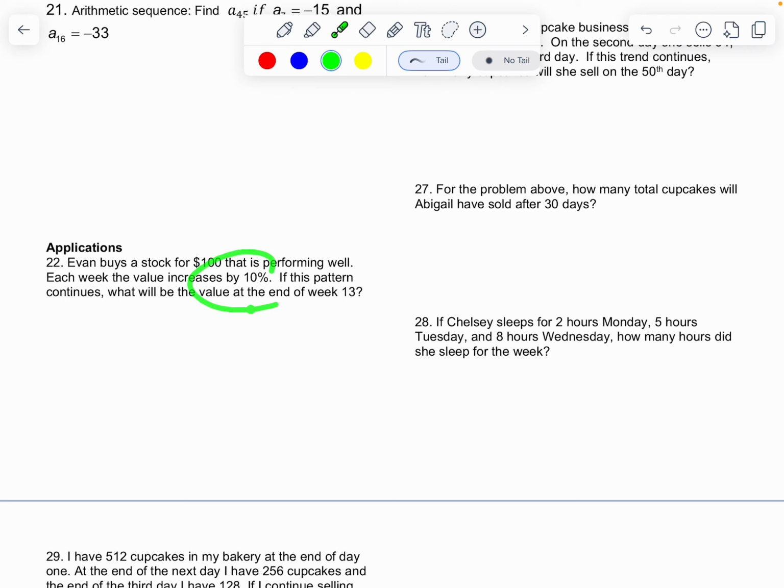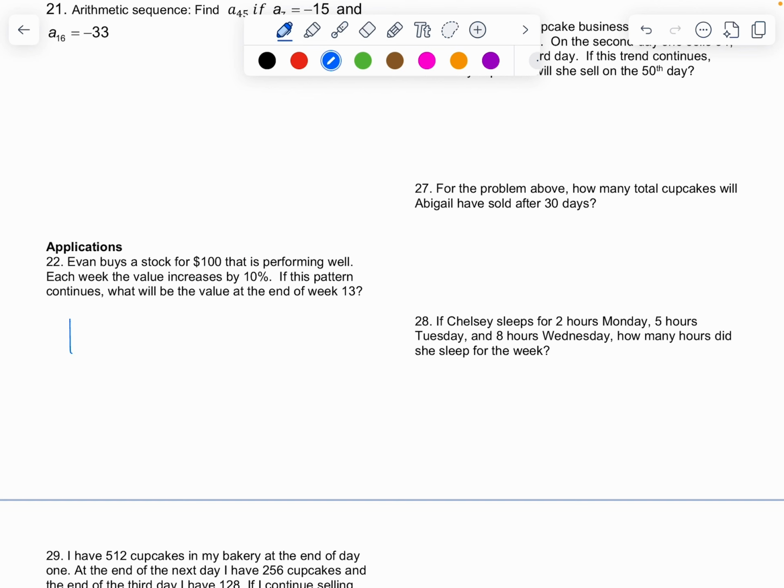And then you have some word problems. The real tricky ones are going to be these percentage ones. If your value is increasing by 10%, your r is not 0.1. Your r is actually 1.1 because you're adding 10% to the original value, which means you have 100% of your original value, and then the 10% that's affecting that. Okay, so your r is 1.1.